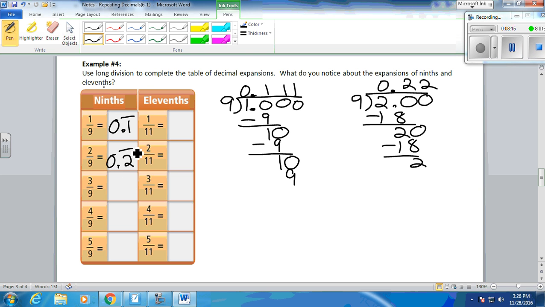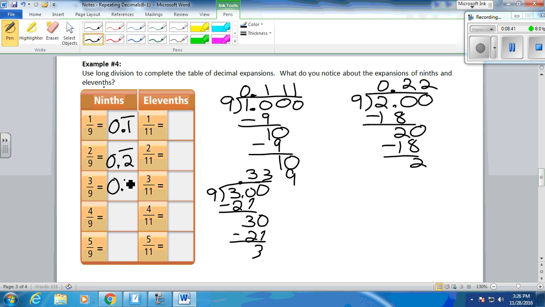And then some of you might have already seen the pattern, but let's just do this one more time to double check. If I was to do 3 divided by 9, 9 goes into 30, 3 times, which would be 27, 3 again, and I'm going to just keep seeing this pattern, then it's 0.3 repeating.